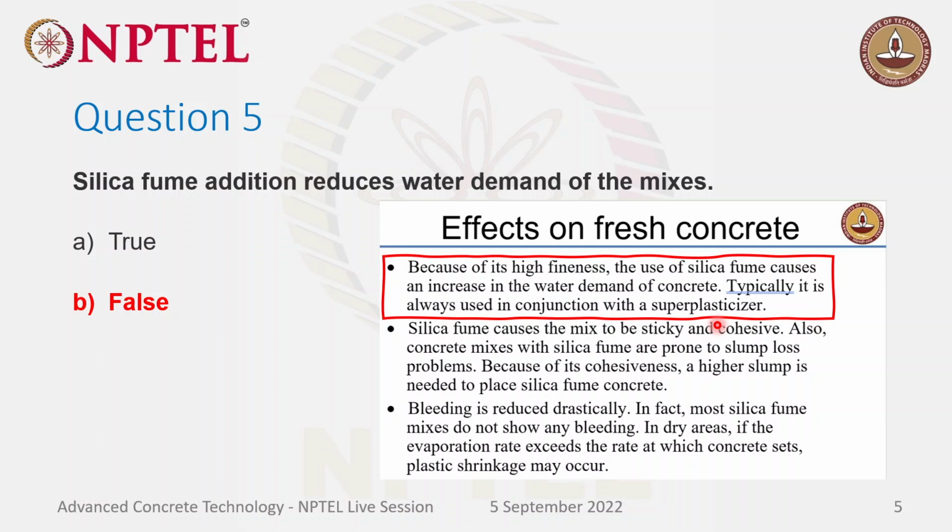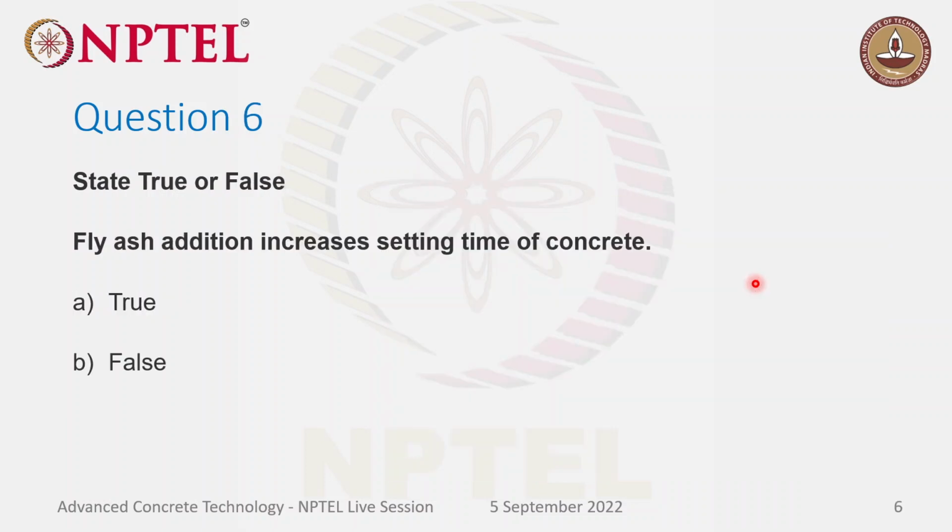Effect of silica fume addition on fresh concrete: because of its high fineness, use of silica fume usually causes an increase in water demand. So typically, if you are using silica fume, we'll go with a super plasticizer to reduce the water demand. Okay. Now let's move to the sixth question.